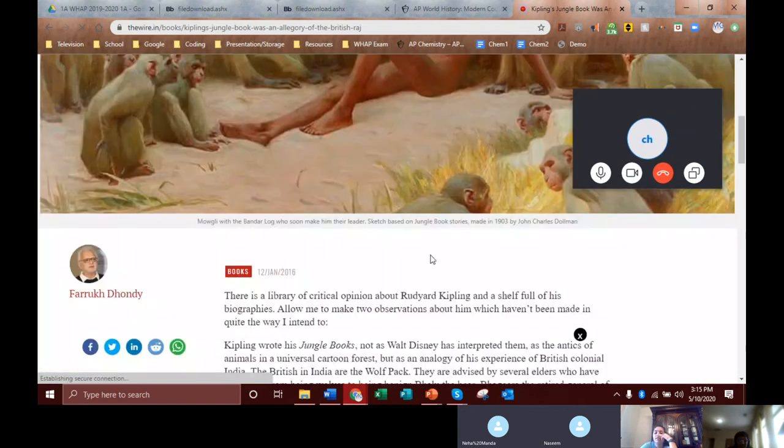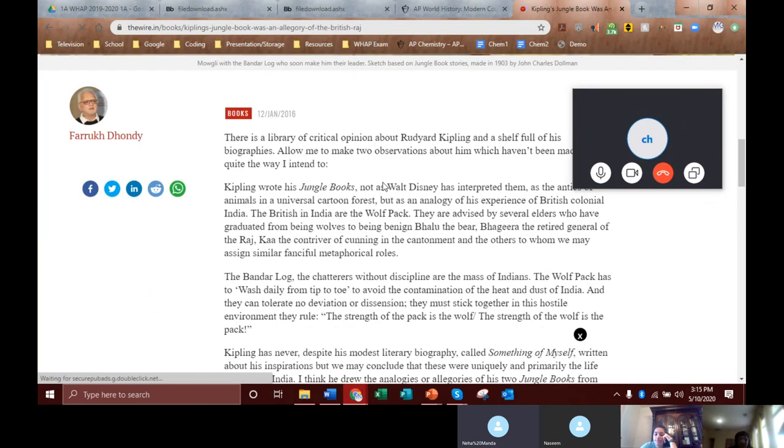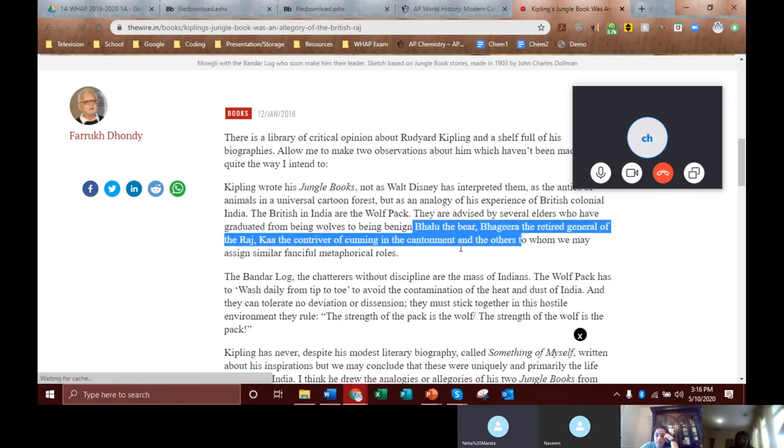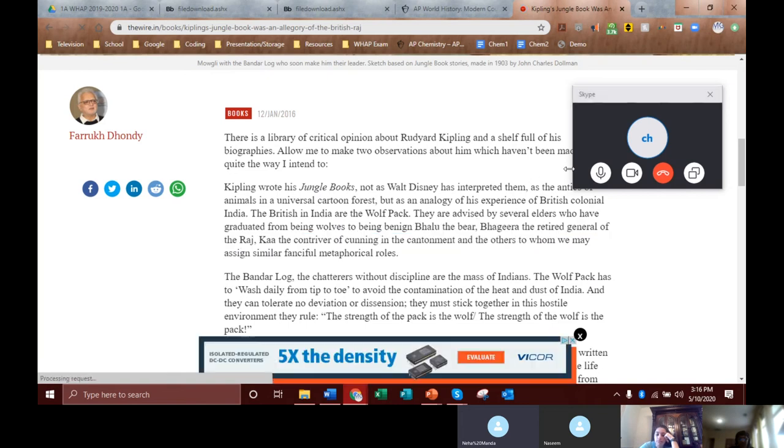Okay, all right. So it says the wolves, the British in India, are the wolf pack. They're advised by several leaders who have graduated from being wolves to being benign: Baloo the bear, Bagheera, the retired general of the Raj, and Kaa, the contriver of the cunning in the cantonment, and the others to whom we may assign similar roles. The Bandar-log are Indians? What the heck? Yeah, that makes sense. I didn't know that.